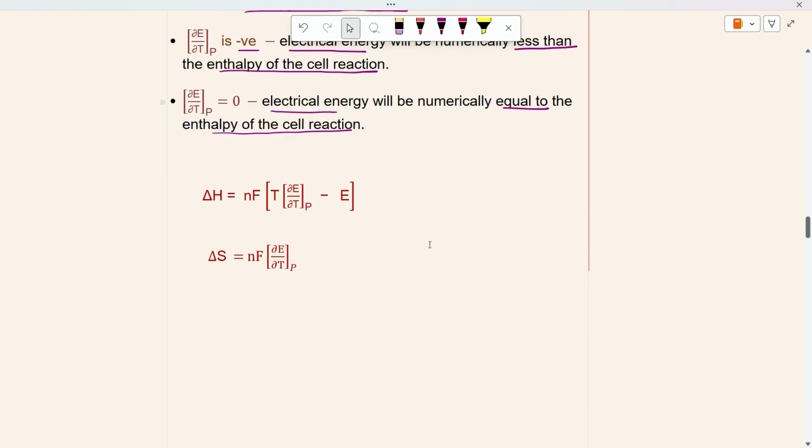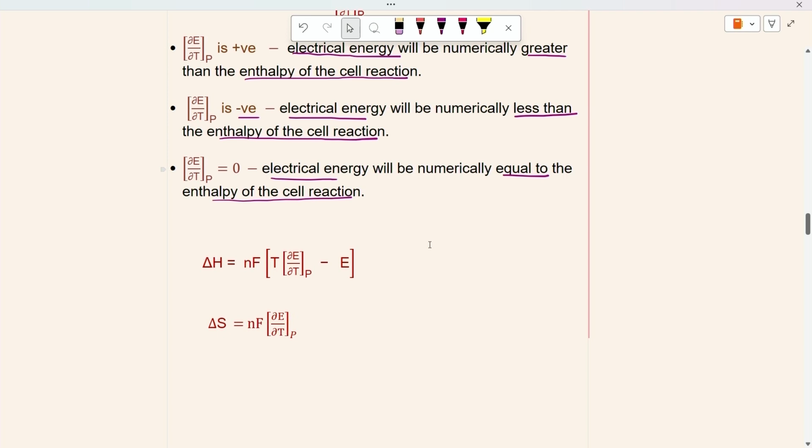Next, we have been seeing the relation between delta G, delta H and the cell potential. Delta G we have already mentioned, delta G is equal to minus NFE, while delta H, I told you it is a complicated one, it is NF into T into dou E by dou T at constant pressure minus E, while delta S is equal to NF into dou E by dou T at constant pressure. And remember, while doing problems, we will first calculate delta G, then delta S, and for delta H we can use the equation delta G is equal to delta H minus T delta S, and from this we can calculate the value of delta H.